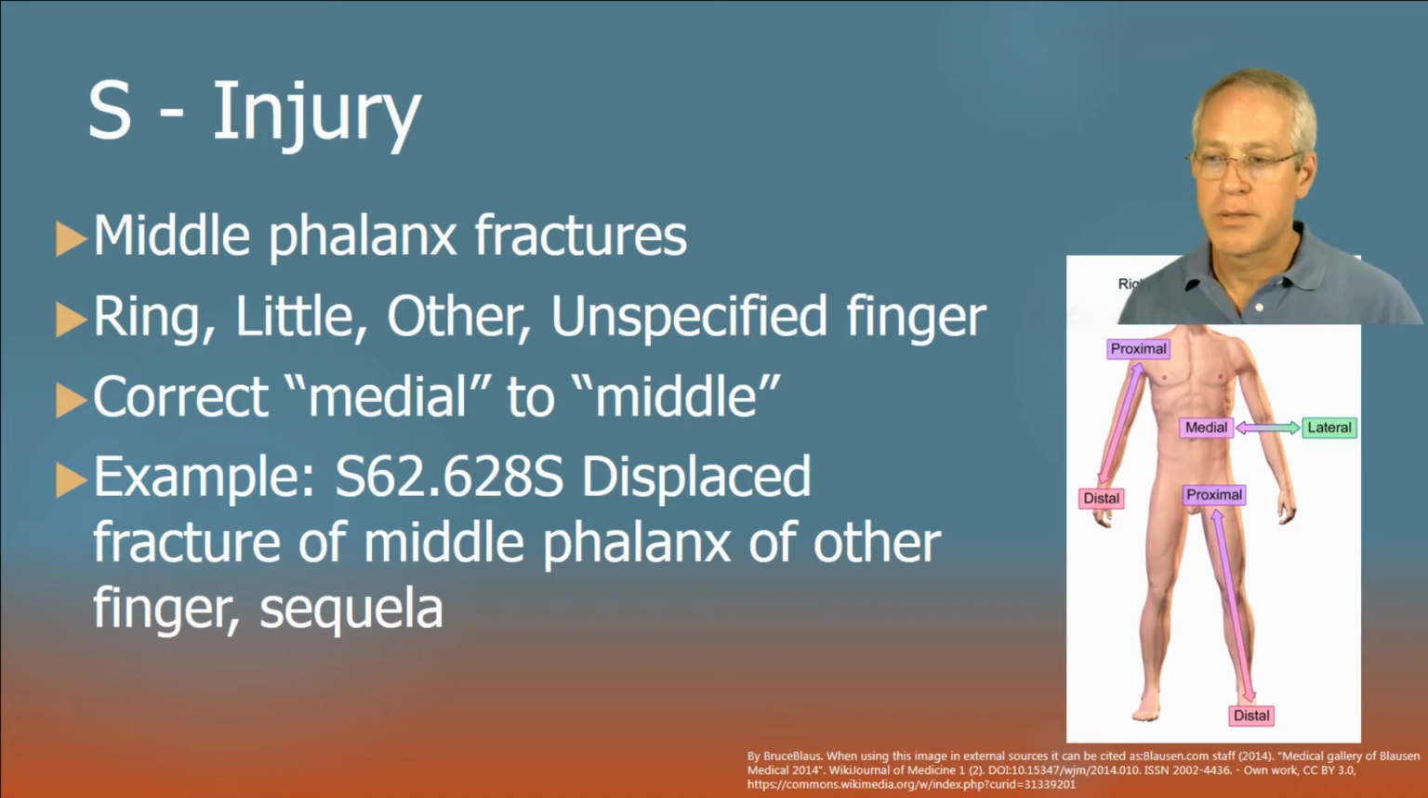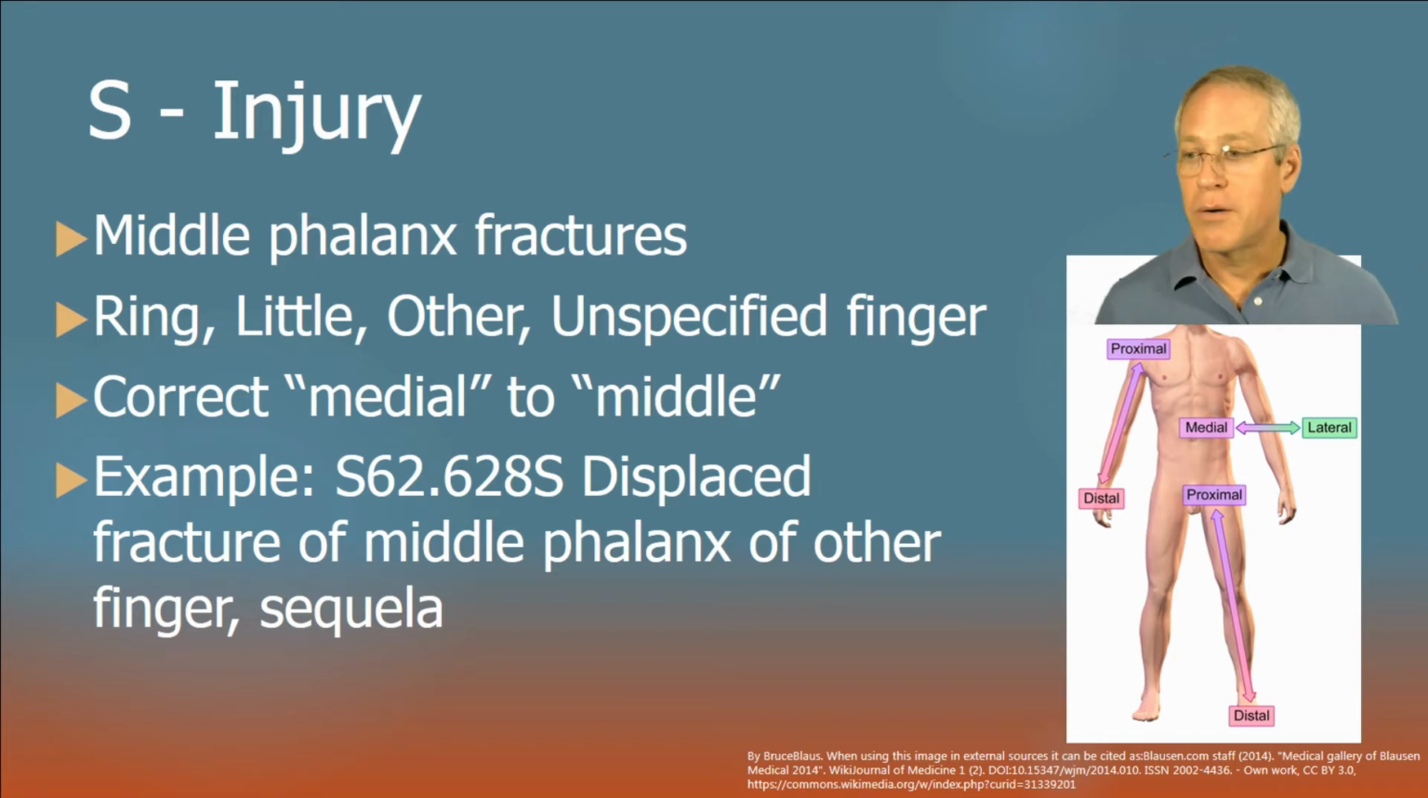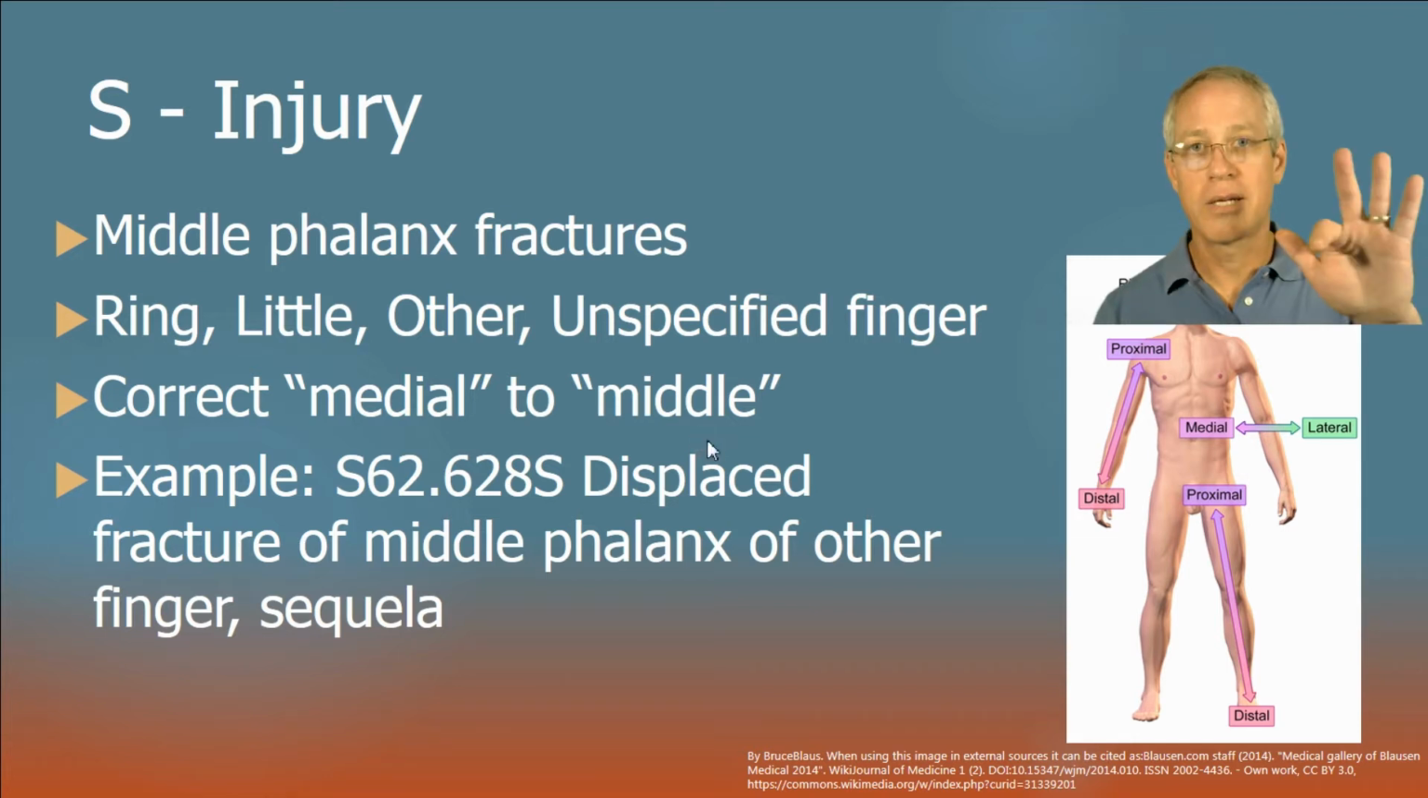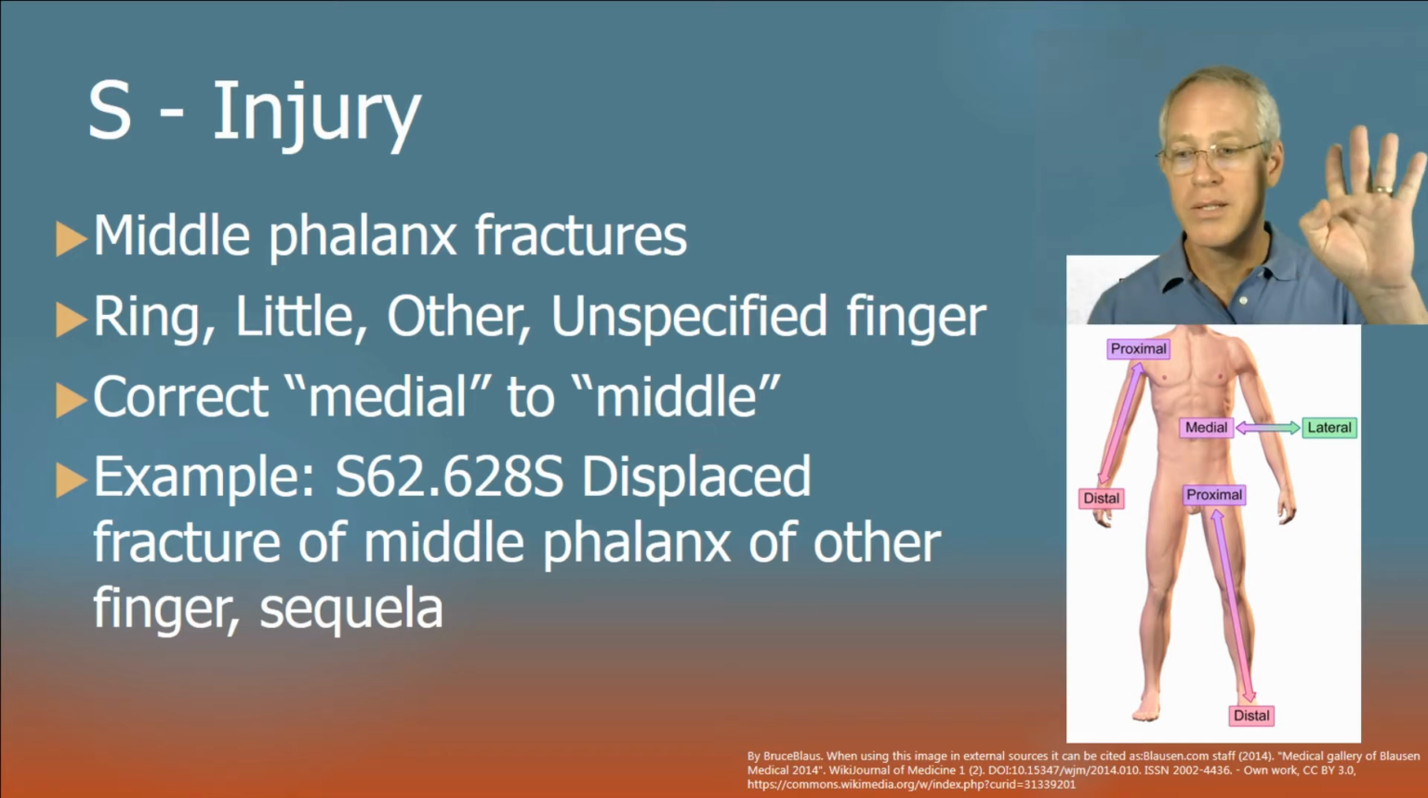In the injuries, this is a completely mundane code correction, but just an important re-review of anatomy for you. For middle phalanx fractures in the ring, little, other and unspecified fingers, for some reason they had labeled it medial phalanx instead of middle phalanx. So we changed medial to middle. It was correct in the index and long finger. The thumb doesn't have a middle phalanx at all.